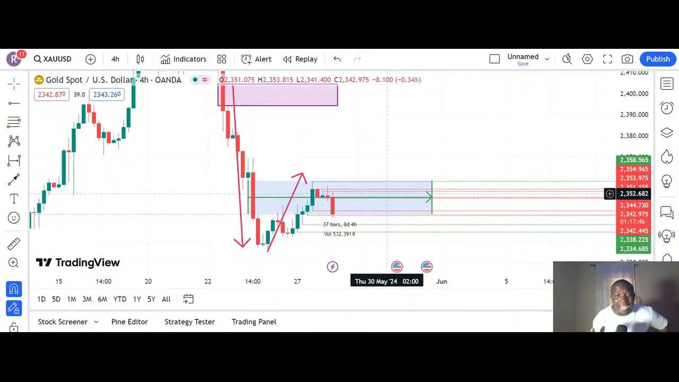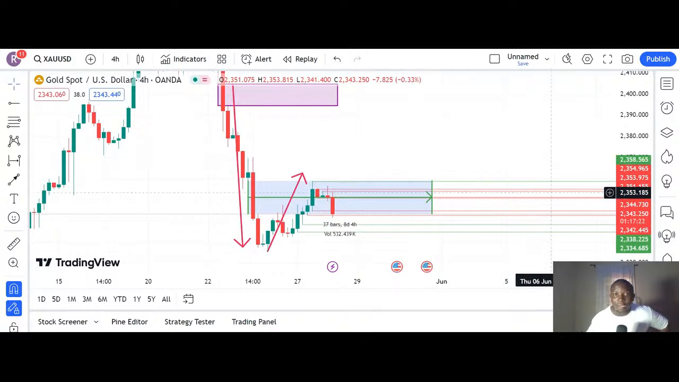Now this signal is basically for the news we have today, because I can just go ahead and check out the news we have today. We have high impact news. We're going to be having news by 2 p.m., then a very high impact news by 3 p.m., and another impact news by 6:05.